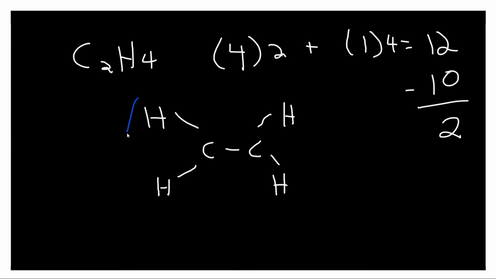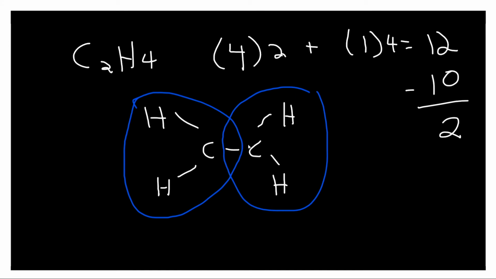If you look carefully, this side for carbon has 2, 4, 6 electrons bonded to it, meaning it only has 6 out of the 8 electrons that it needs. We don't need to worry about hydrogen because hydrogen has the duet rule. And on the other side, carbon is also not following the octet rule. It only has 6 out of the 8.